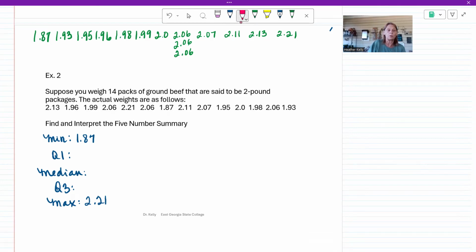So let's get to the ones that we need to actually compute here. So Q1. Q1 is n times 0.25, right? And so n here was 14. Because it's 14, we're going to have to get an average for the median.